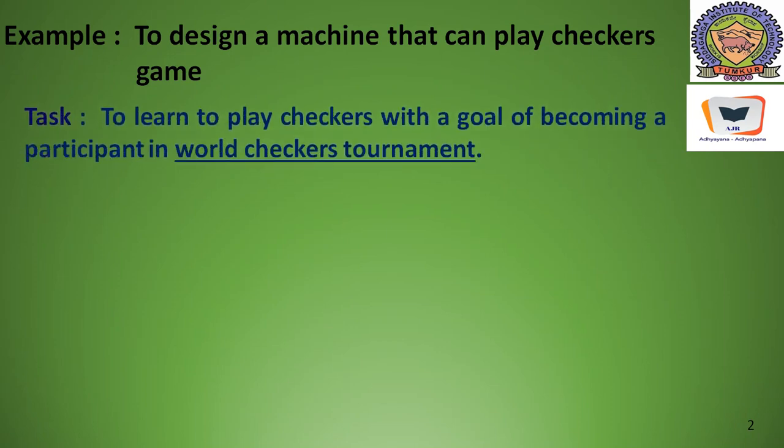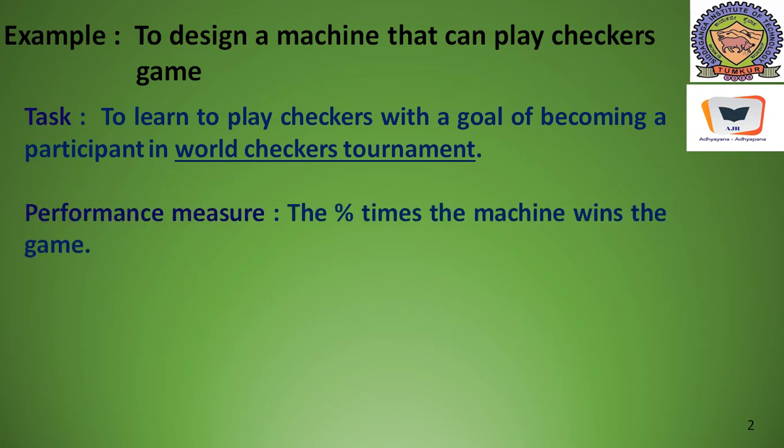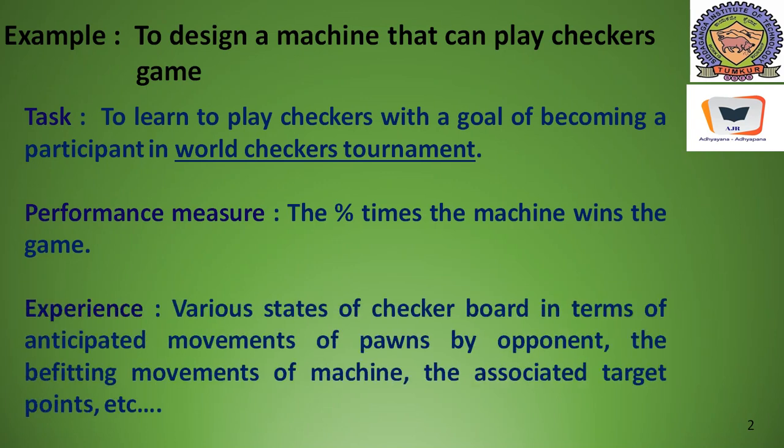Therefore, the task for this machine learning exercise is to make a machine learn to play checkers with a goal of becoming a participant in the World Checkers Tournament, and possibly it may emerge as a winner. The performance measure is the percentage of times the machine wins the game, and the experience is the various states of checkerboards in terms of anticipated movements of the pawns by the opponent and the befitting movements of the machine and the associated target points or the points that are gained.